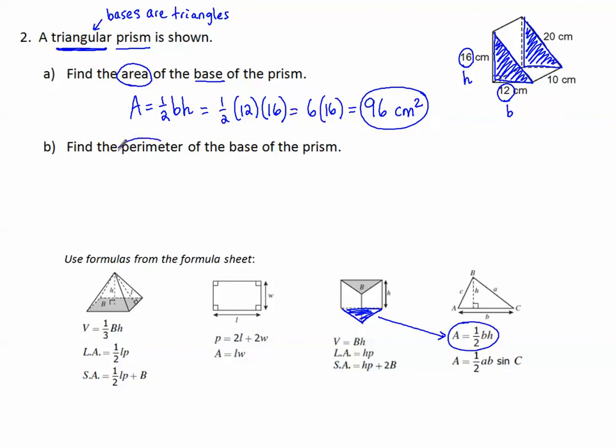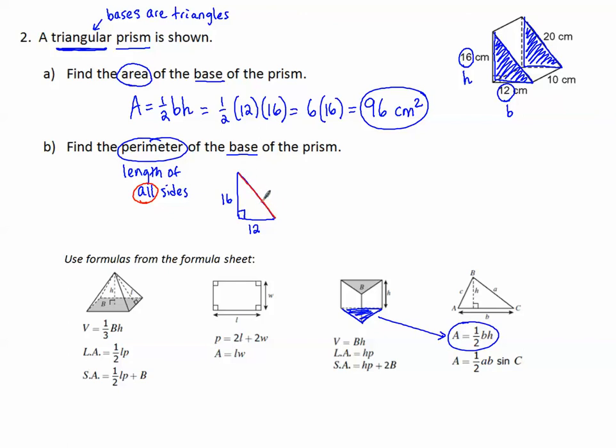B, find the perimeter of the base of the prism. Now, the base is a triangle, and the triangle on our formula sheet only has an area formula. So we have to remember that the perimeter is the length of all the sides, the total length of all the sides. So let's recreate this picture here. A right triangle in that picture with 12 as the length of the base, 16 as the height of the base. If I want the length of all the sides, I'm missing a side right here.